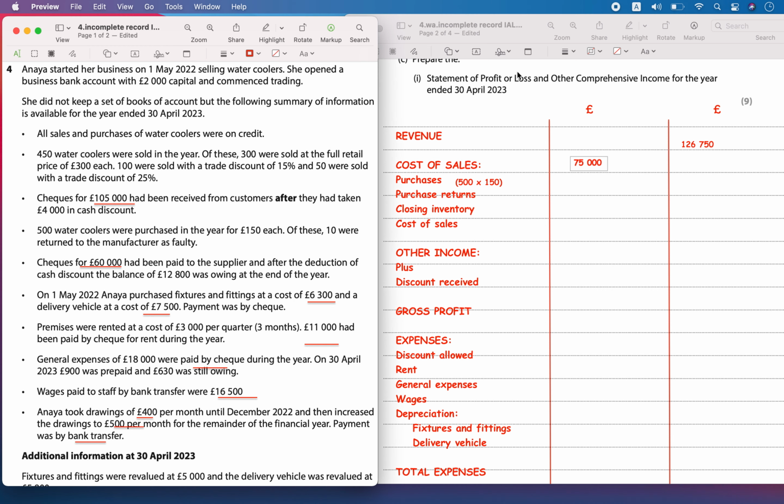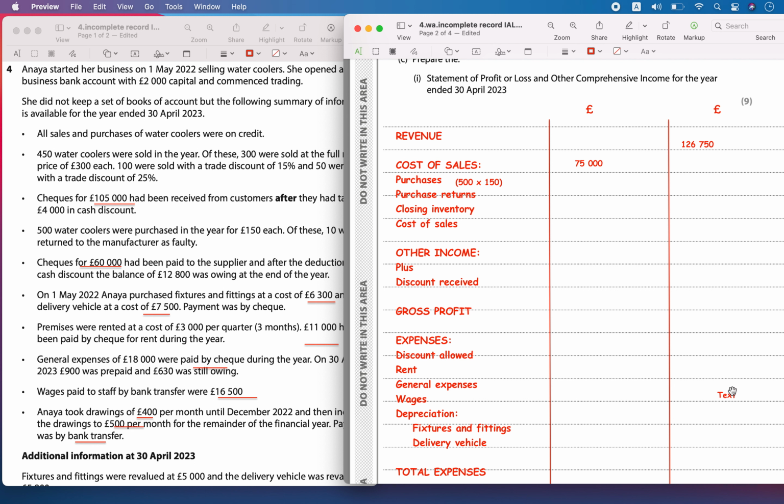Out of that 75,000 pounds, 10 units were returned as faulty. So the business had to return 10 of them, worth 150 pounds each. So less purchase returns, less 1,500.